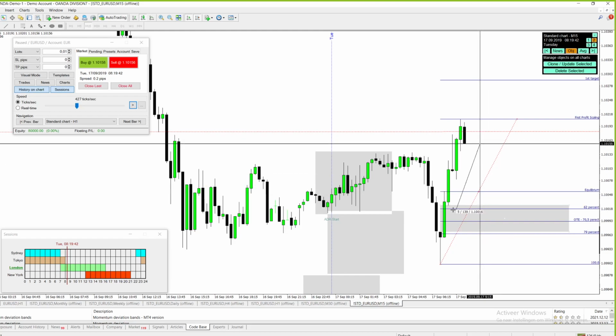So let's just put in an order on this 62 level, because you can take it on a fib level too. So that's 14 pips from here.